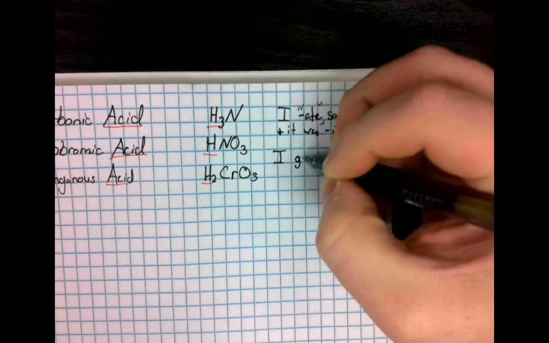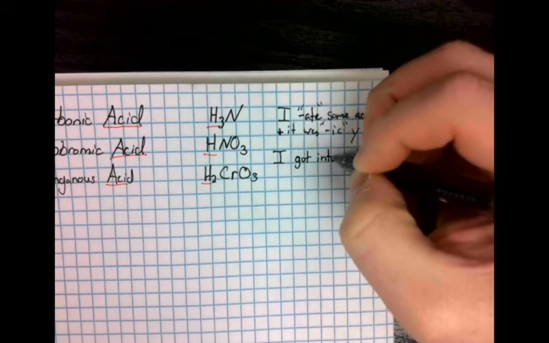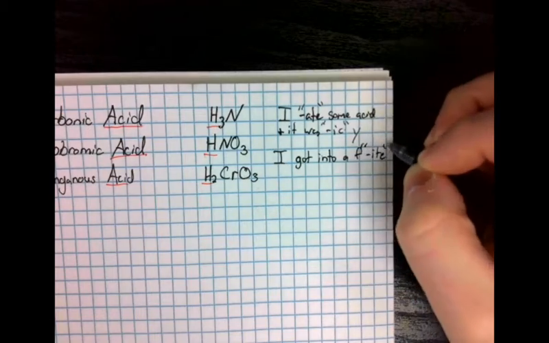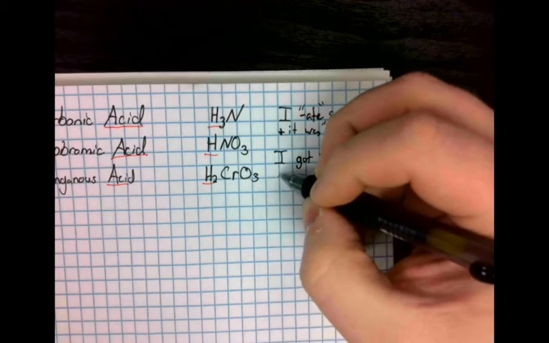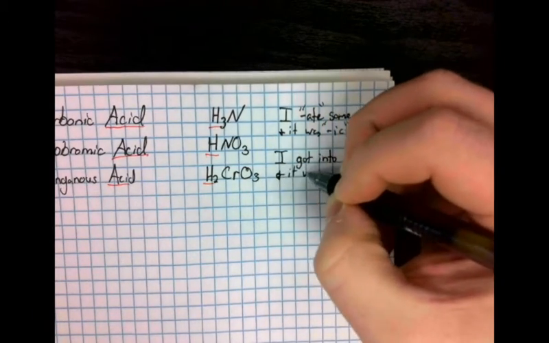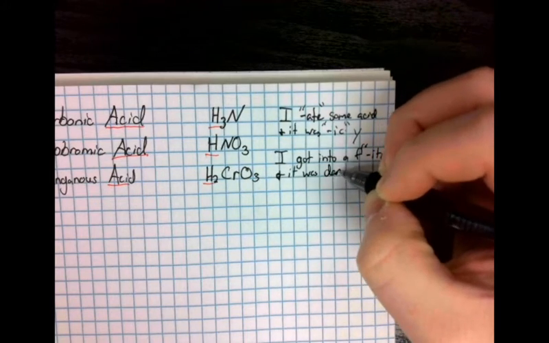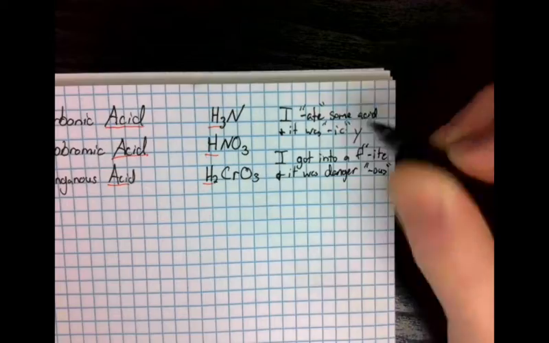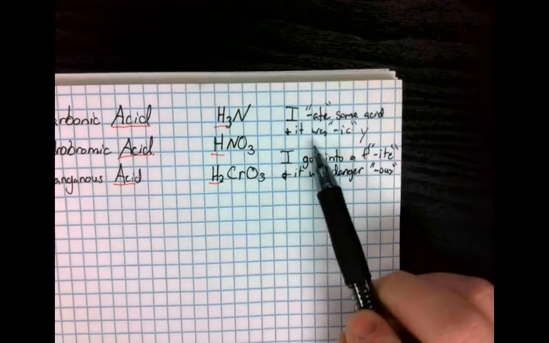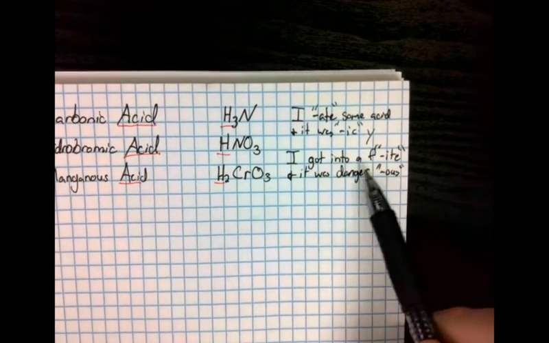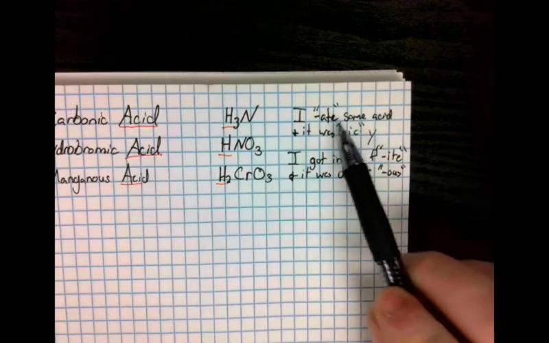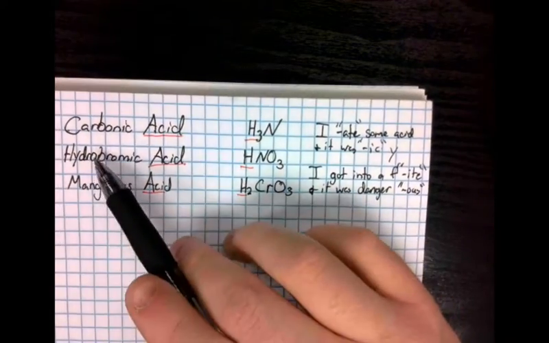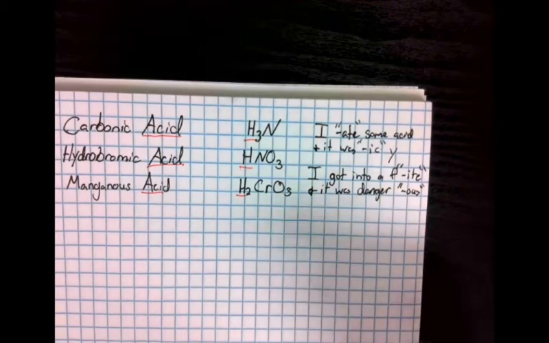And then I got into a fight. I know that's not how you spell it. And it was dangerous. So I ate some acid and it was icky. I got into a fight and it was dangerous. Ates become ics, ites become ouses, and then our last ones become hydros, which would be ides.